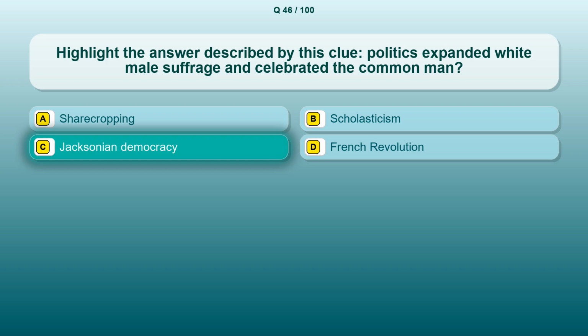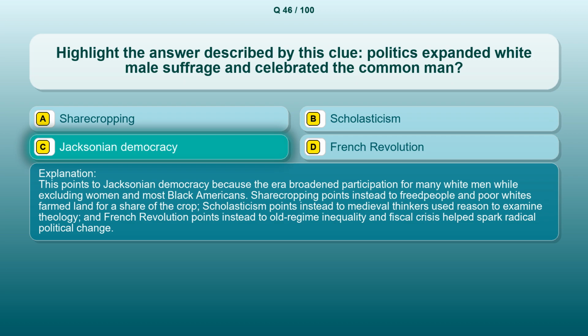The correct answer is option C, Jacksonian democracy. This points to Jacksonian democracy because the era broadened participation for many white men while excluding women and most Black Americans. Sharecropping points instead to freed people and poor whites farming land for a share of the crop. Scholasticism points instead to medieval thinkers using reason to examine theology, and French Revolution points instead to old regime inequality and fiscal crisis helping spark radical political change.